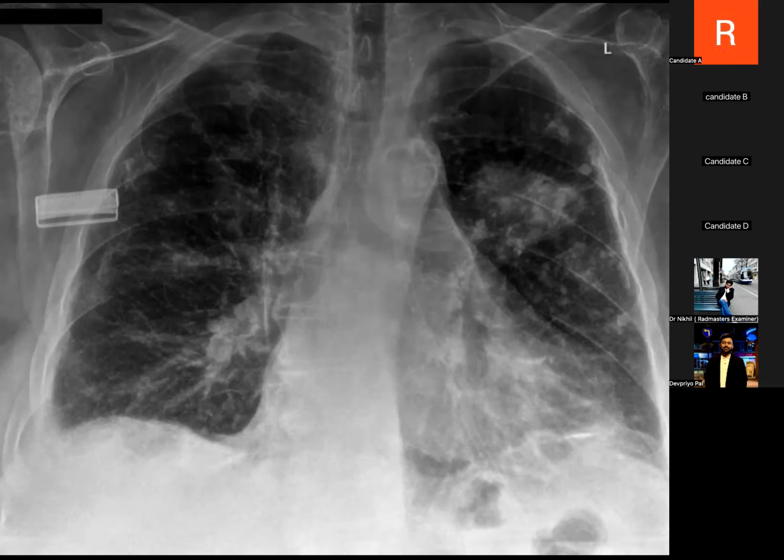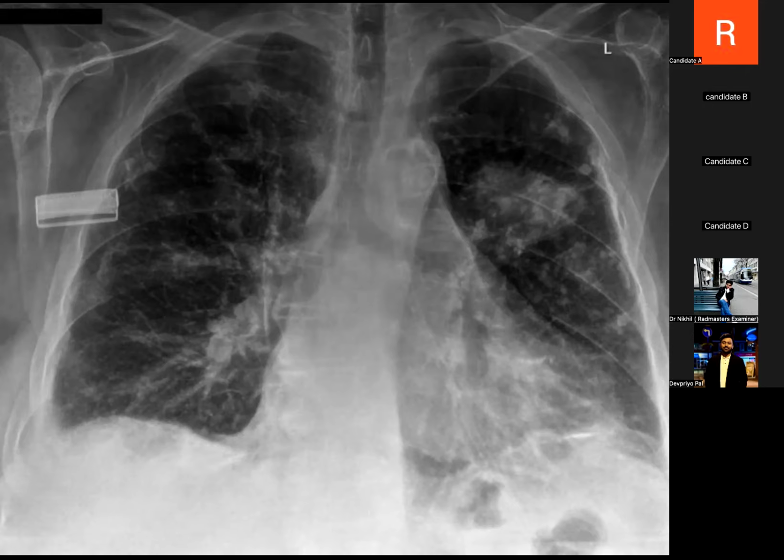Okay. So at this point of time, what do you think about this opacity that you're seeing in the left upper lobe? It would be a primary lung malignancy. Okay. And what about the calcifications that you saw in the left hemidiaphragm? This could be a calcified pleural plaque, which could represent previous asbestos exposure. Okay. Any other differentials for calcified pleural plaques? It could be secondary to hemothorax or any previous empyema.